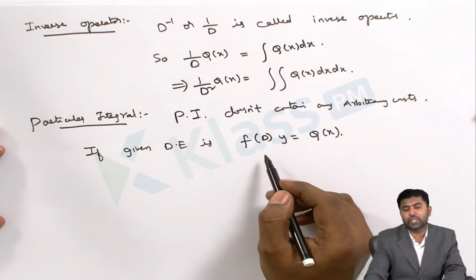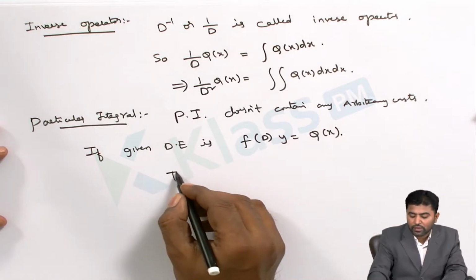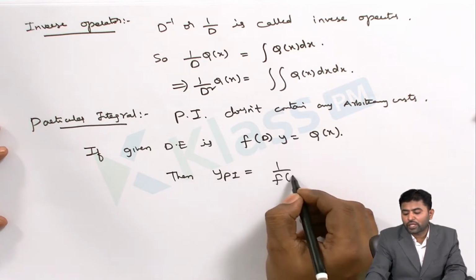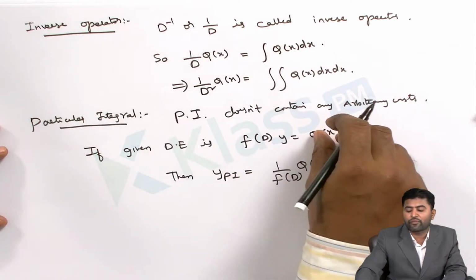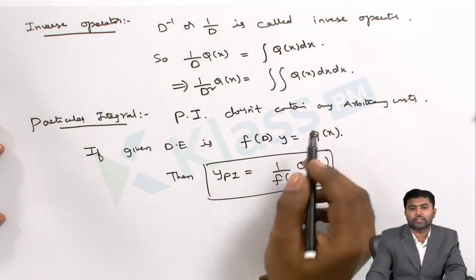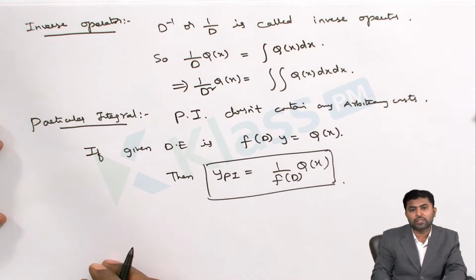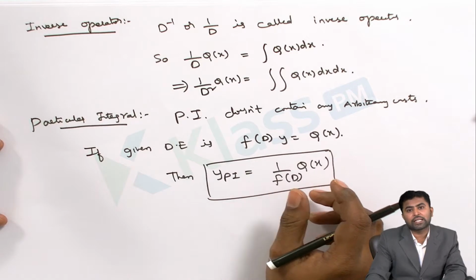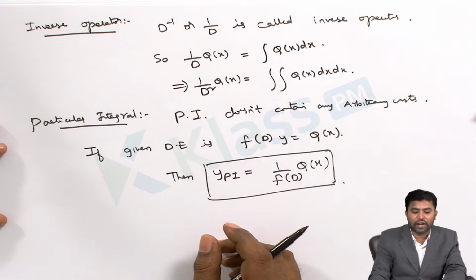So if the given differential equation is of the form f of D into y is equal to Q of x, then y PI will be 1 by f of D into Q of x. When you are given the differential equation like this, y PI we are writing as 1 by f of D into Q of x. This f of D, as we already discussed, can be written as a product of n factors.